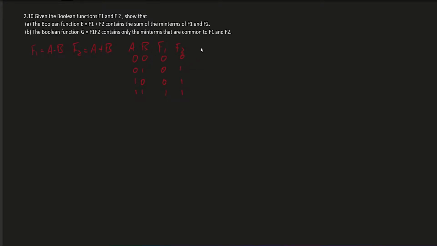Okay, now we have E equal to f1 plus f2, so it will be 0 1 1 1, and G equal to f1 f2, it will be 0 0 0 1. So we should prove E contains the sum of minterms of f1 and f2. So first we should find the minterms of f1.